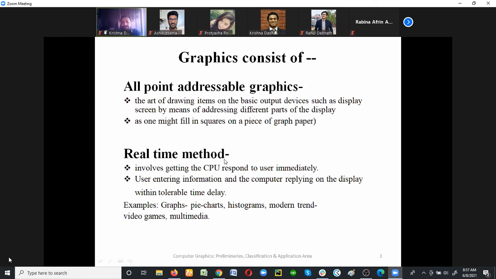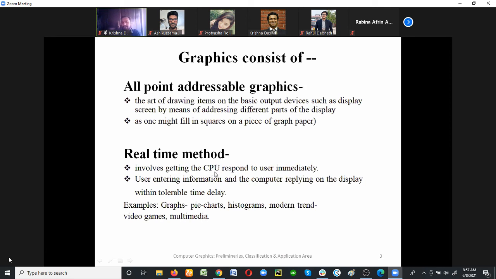Okay, and the real-time method is more like interactivity, where what happens is instant. It involves getting the CPU to respond to the user immediately, so that as a user, whenever you give an instruction, the processor responds immediately. That creates a sense of real-time activity.